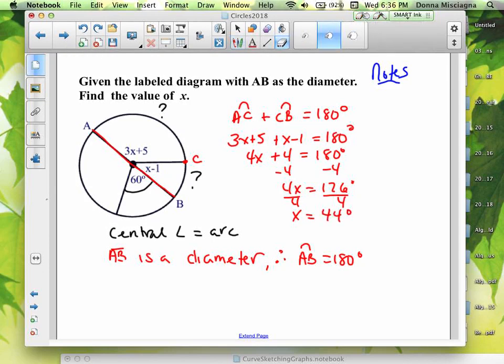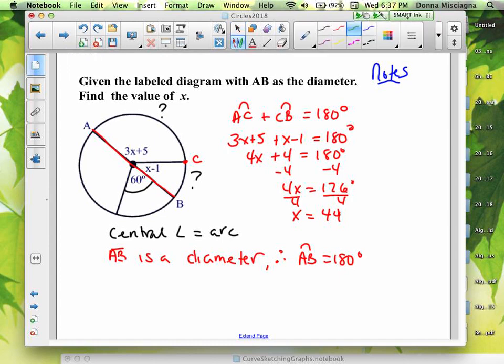X is 44. If I plug it in, I'll have the number of degrees. X isn't necessarily corresponding with anything other than a value, a measured value. All right, so x is 44. Let's check our work and see if it adds up to 180 degrees. We'll just plug it in.